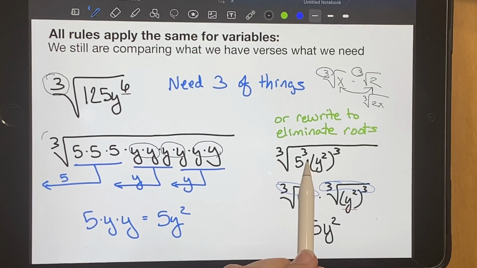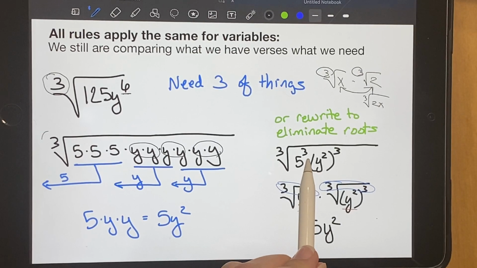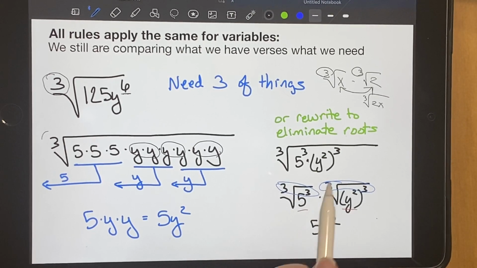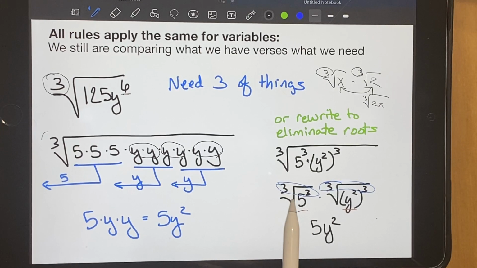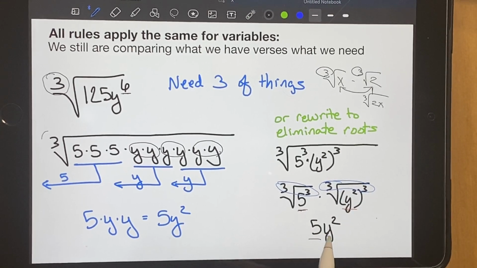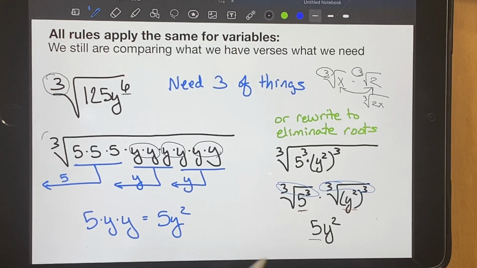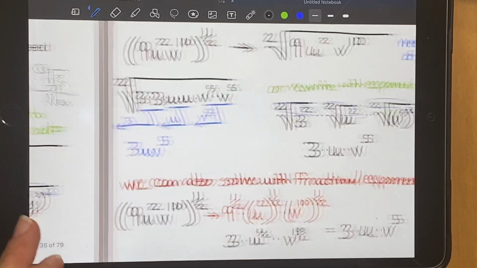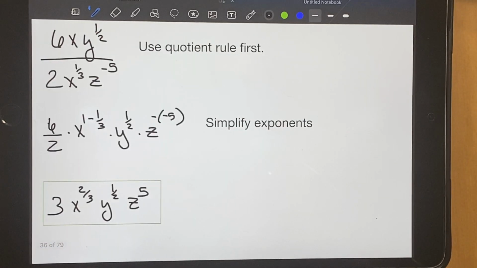So in this case, I'm looking at it and I've got, hey, I've multiplied, which means I can divide and separate them back out. So I just separated them into their individual little radicals. I need 3, I have 3, so I simply have my base of 5. I need 3 here, I have 3, and my base is y squared. So 2 different ways to accomplish the same thing with our variables, okay?